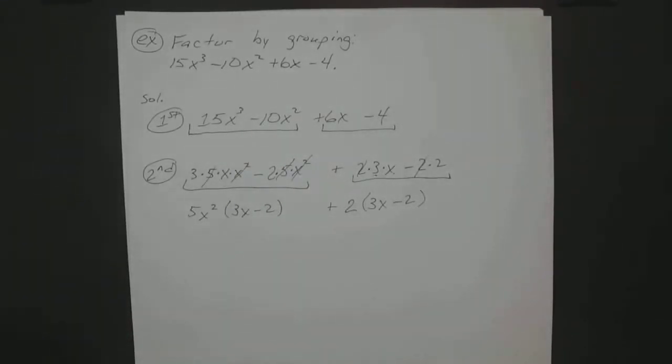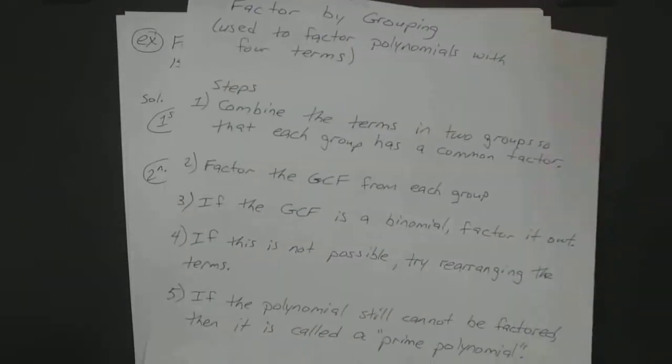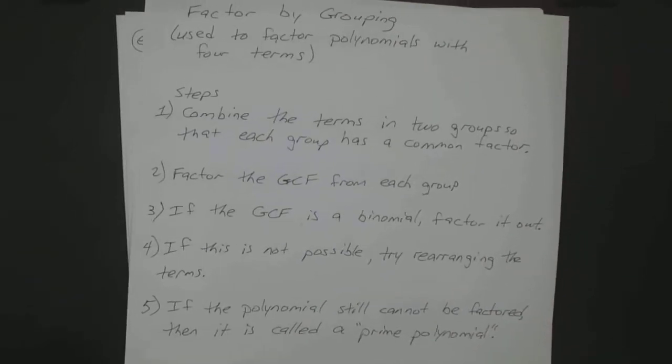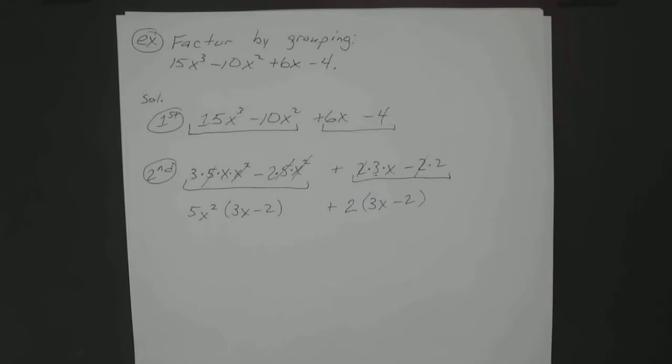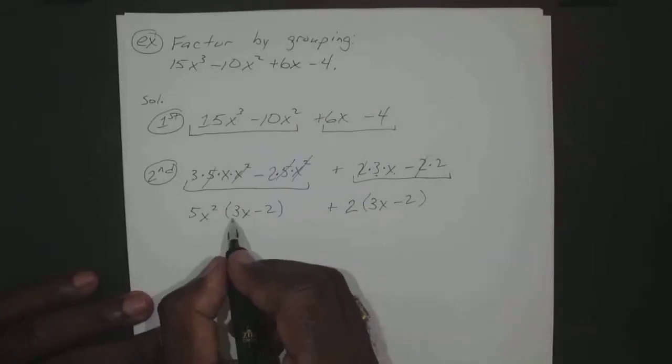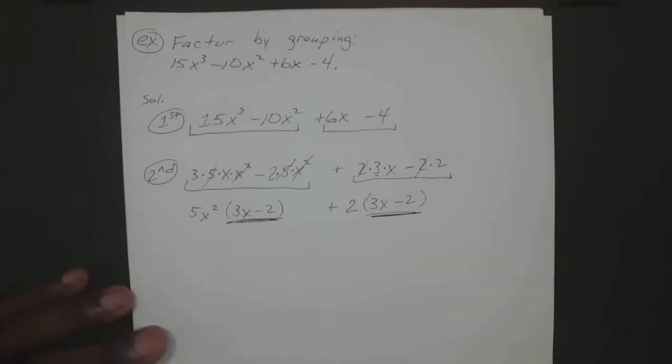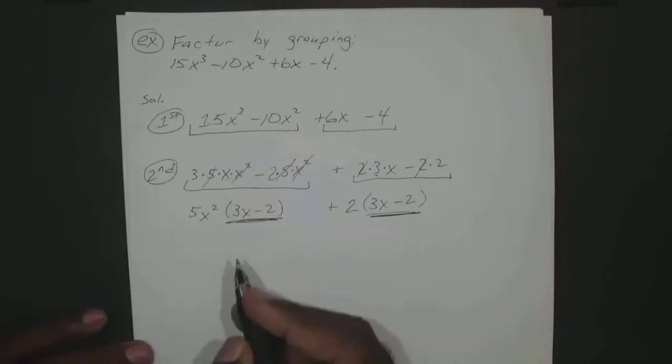All right. Okay, so now, remember before when I said on step 3, if the greatest common factor is a binomial, factor it out? This is the case where that common factor is a binomial. You have this, and you have this. It's exactly the same. So the same way you would factor it out if it were an A, you factor it out as a binomial.